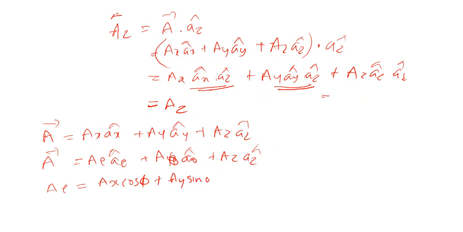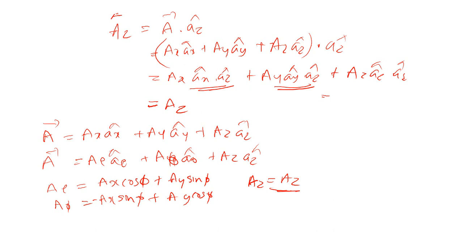And a phi is equal to, what is the value of a phi? A phi will be minus ax sin phi plus ay cos phi, and az will be az itself. Okay, so this is the expression.